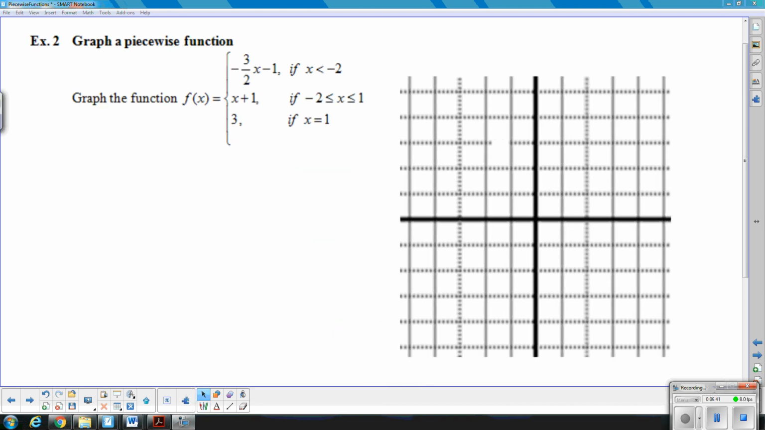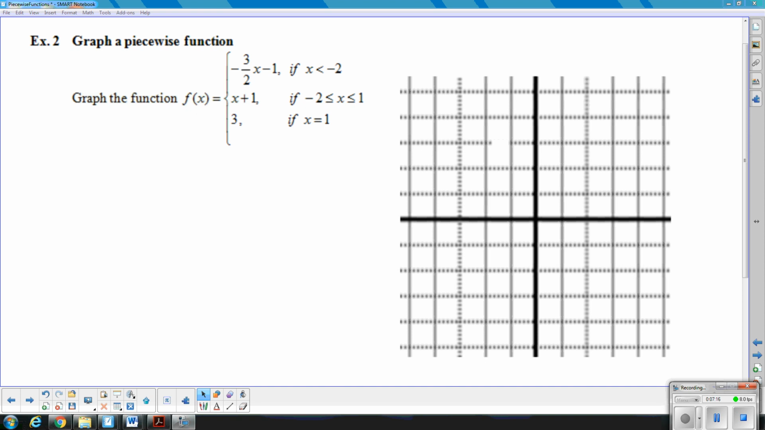Now the second part of piecewise functions is graphing the function, and this is where you'll see that the graphs look a little bit different than normal functions that we've been graphing so far. So we have our piecewise function, the function f of x equals -3 halves x minus 1 if x is less than -2. F of x equals x plus 1 if the domain is between -2 and 1. And f of x equals 3 if x equals 1.